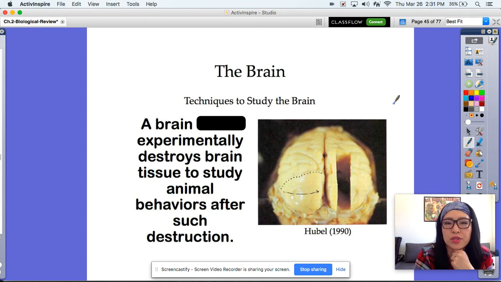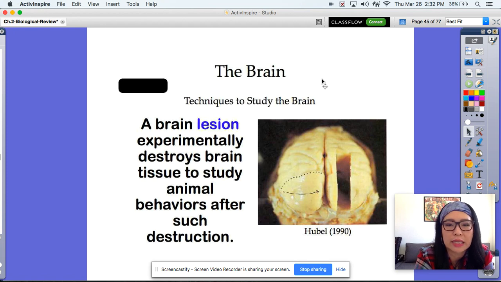Alrighty, so moving on to the brain. The brain is part of the central nervous system. When you take out a chunk of the brain to destroy it and then study human behavior and animal behavior, that is called a lesion.